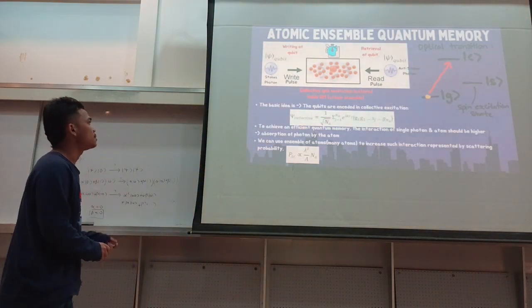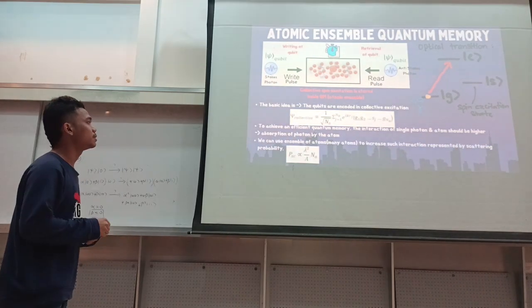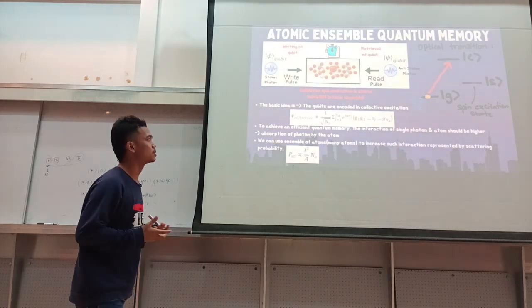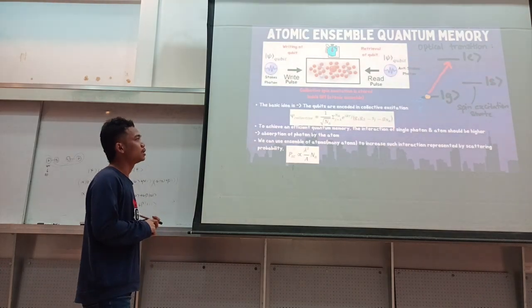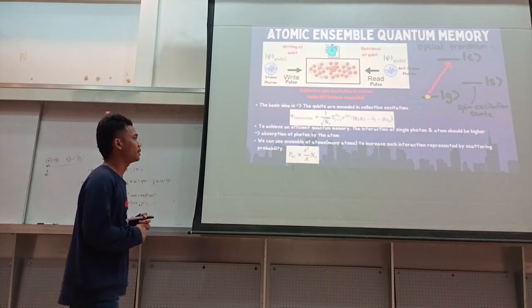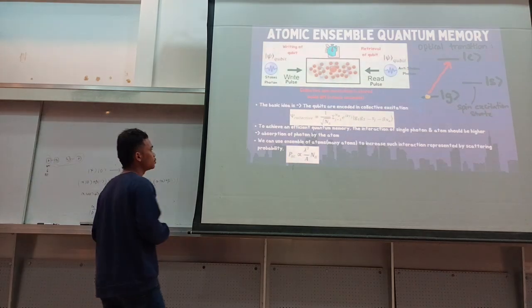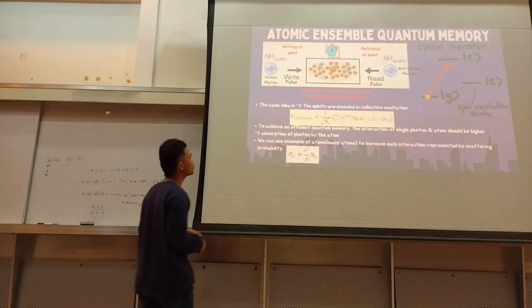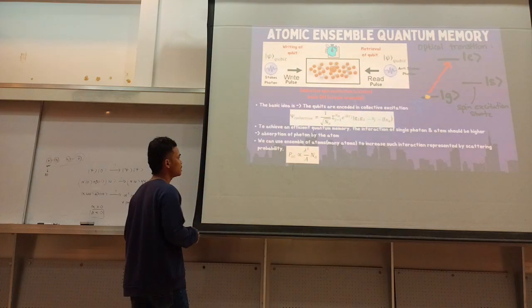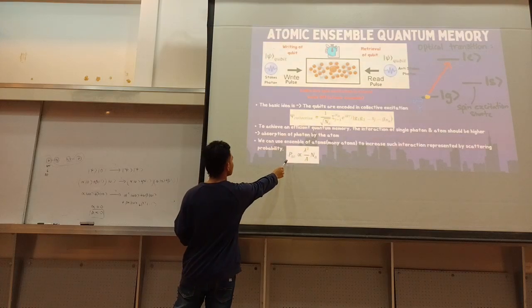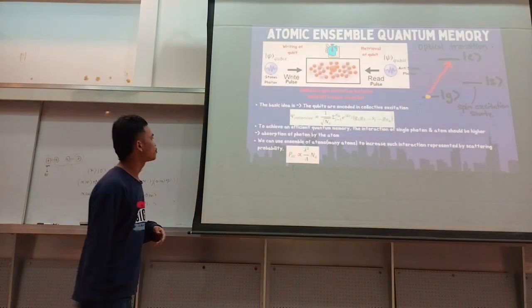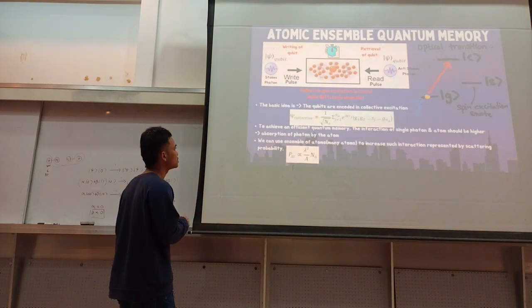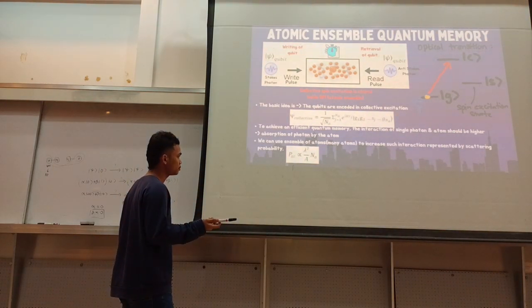Okay, to achieve efficiency in quantum memory, what I have learned is that we need higher interaction between the single photon and the atom, or the ensemble of atoms. So we need higher interaction so that the absorption of the photon by the atom can be increased. From my research, I get this equation. This is basically the scattering probability, which describes the interaction between the atoms and the photon.